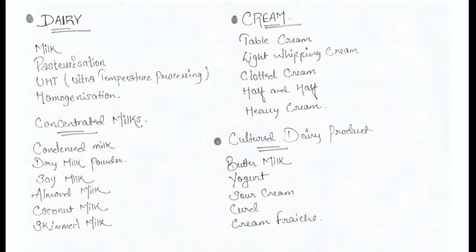Which has lactose, proteins, minerals. Those all come under that one particular milk. This is all about just a normal milk I'm talking about. Then we have pasteurization, then UHT, homogenization, right? Everything has a different one.